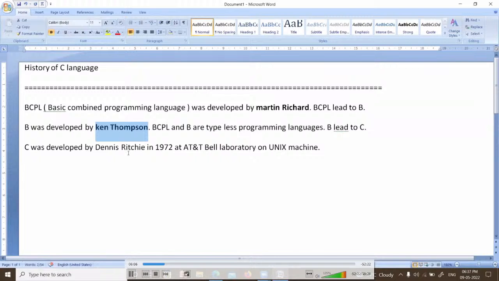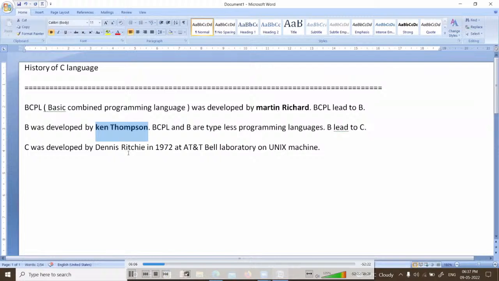After that, Dennis Ritchie introduced a new programming language. Its name is C, with data types. C is a typed programming language. What is the meaning of typed programming language? C language supports data types. So this is a brief history of C programming language.